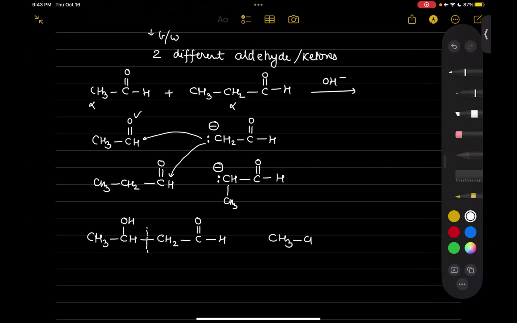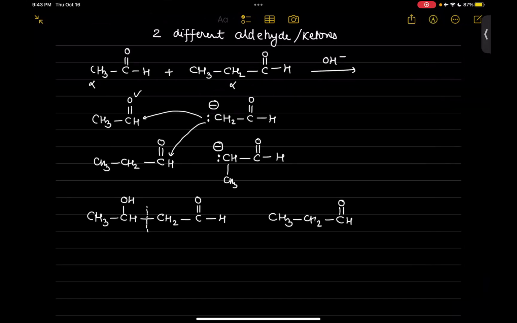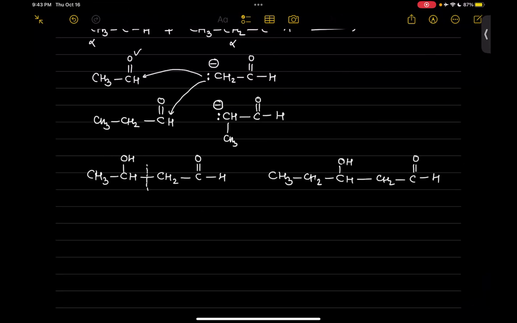Similarly, there is a propanal, and that can be attacked. The C=O can be attacked by acetaldehyde. Got it? So the first one is a self product. The second one, the one written on the right hand side, is a cross product because it is formed by combination of two different types of aldehyde. Got it?